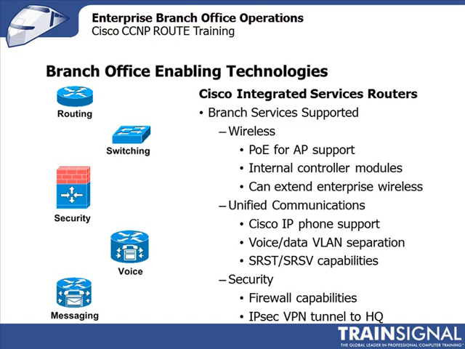Unified communications, obviously Cisco IP phone support, voice and data VLAN separation, which is very, very critical. SRST, which is survivable remote site telephony, meaning that if the communications manager system goes down, the link is severed between the branch office and the headquarters, the phones can still function. And then there's something called SRSV, Survivable Remote Site Voice Messaging, which enables a local server located within the router to be able to take over as well. And there's also enhanced SRST, which can actually make the device operate very much like Communications Manager. And obviously security as well, firewall capabilities and IPsec VPN tunnels back to the headquarters.